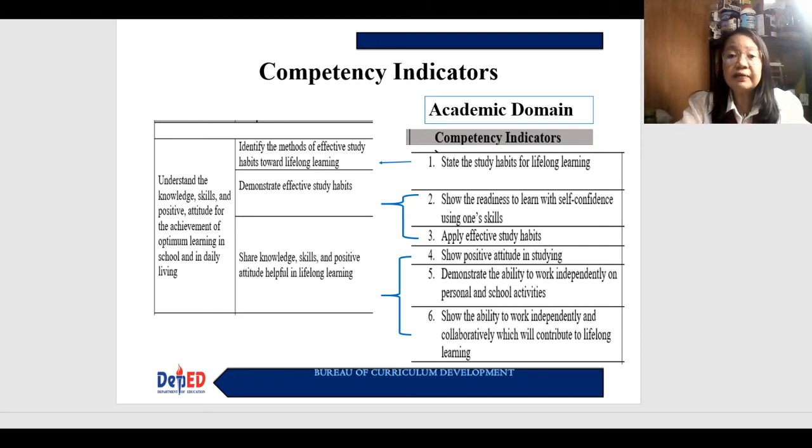Okay, as we can see, first is to state the study habits for lifelong learning. Show the readiness to learn with self-confidence using one's skill and apply effective study habits. That's to demonstrate effective study habits, and to share knowledge, skill, and positive attitude helpful in lifelong learning. Its competency indicators are show positive attitude in studying, demonstrate the ability to work independently on personal and school activities, and show the ability to work independently and collaboratively, which will contribute to lifelong learning.